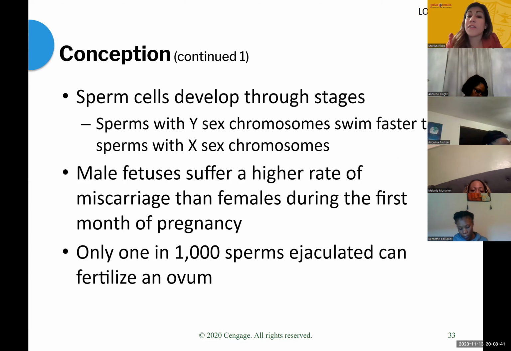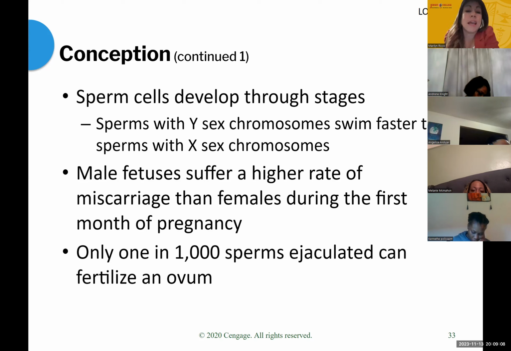Sperm cells develop through stages. Right, lots of things we talk about. Even the cells have their own stages. So sperms with the Y sex chromosome, they say, swim faster than sperms with the X sex chromosome. Male fetuses also tend to suffer a higher rate of miscarriages than females during the first month of pregnancy.